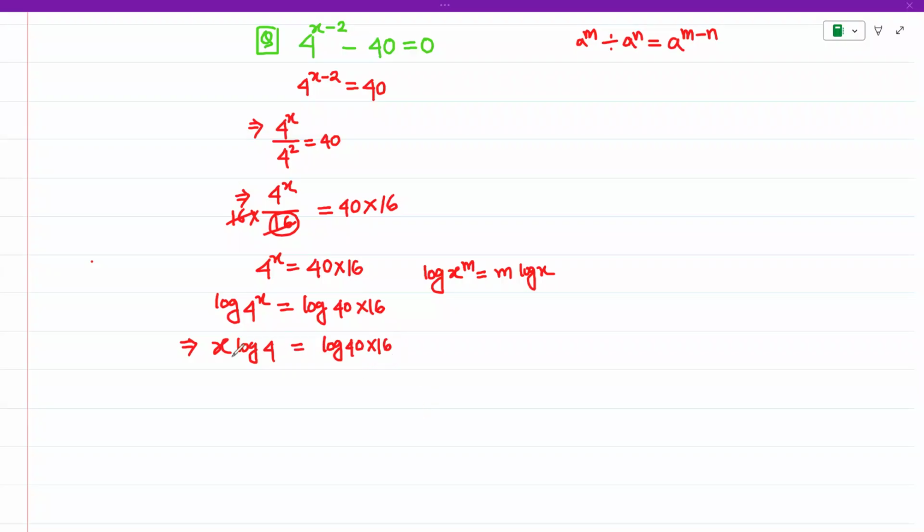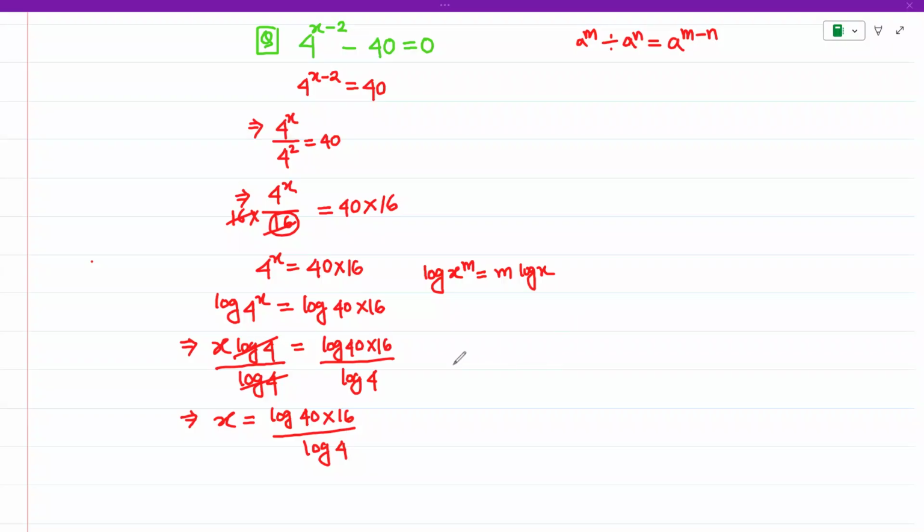Now since the coefficient of x is log 4, we can divide log 4 both sides because we need to find the value of x. So if we divide by log 4, log 4 cancel. So we got x equal log 40 times 16 over log 4.